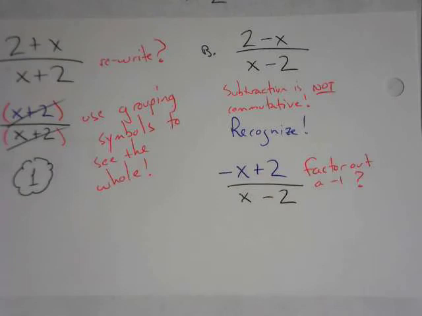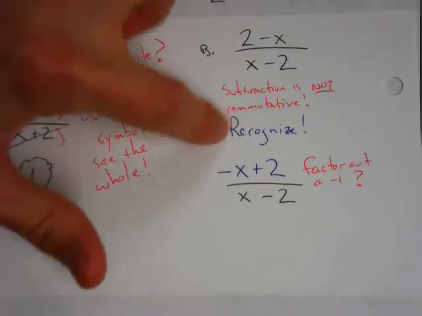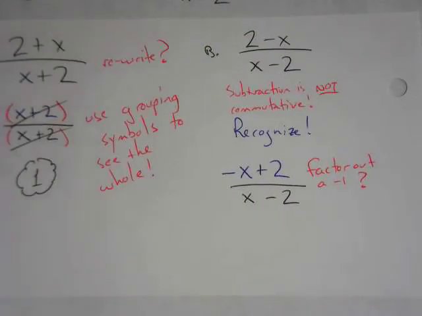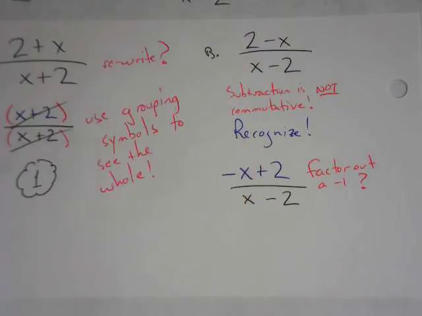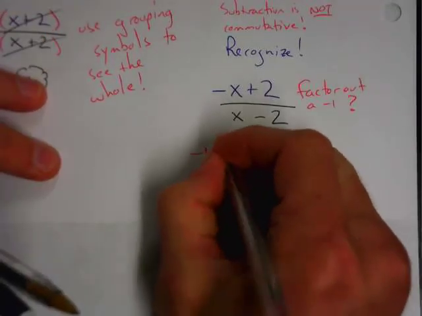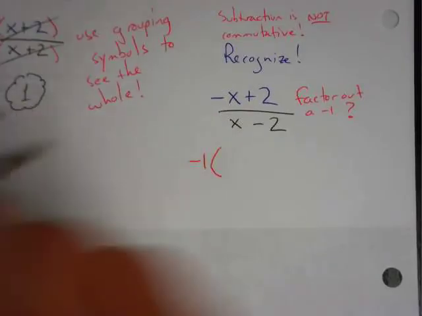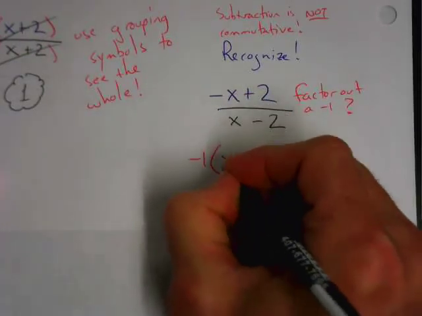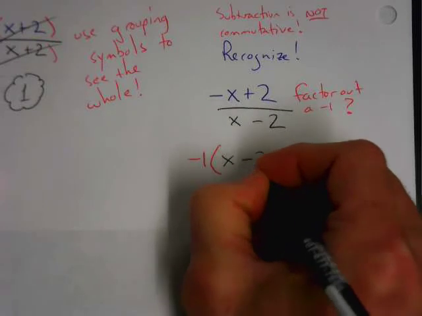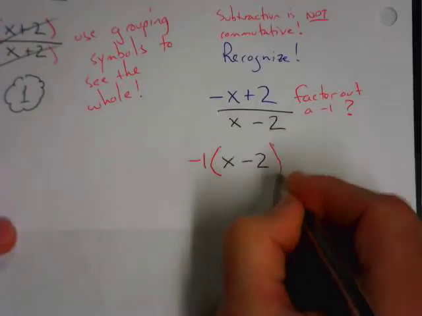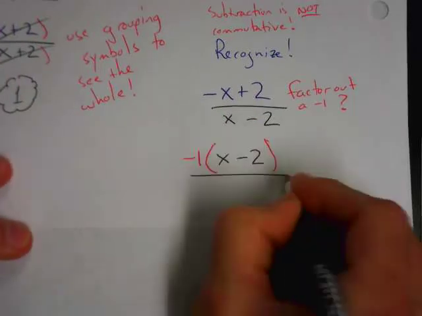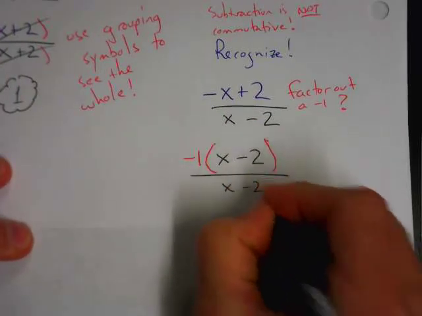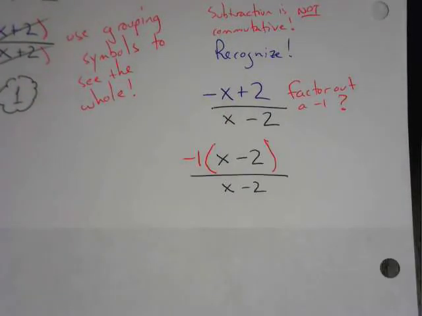What would happen? This is all recognition, all recognition. Can we factor out a negative 1 from the numerator? If we factored out a negative 1 from the numerator, we would be left with negative 1 times, negative x divided by negative 1 is positive x, 2 divided by negative 1 is negative 2. We would be left with x minus 2. Do you see what just happened? Okay, so we factored out a negative 1 from the numerator.